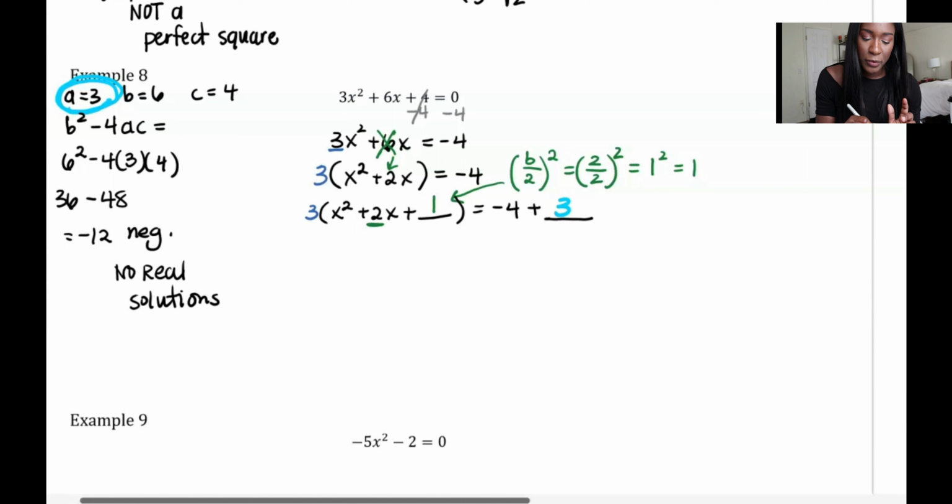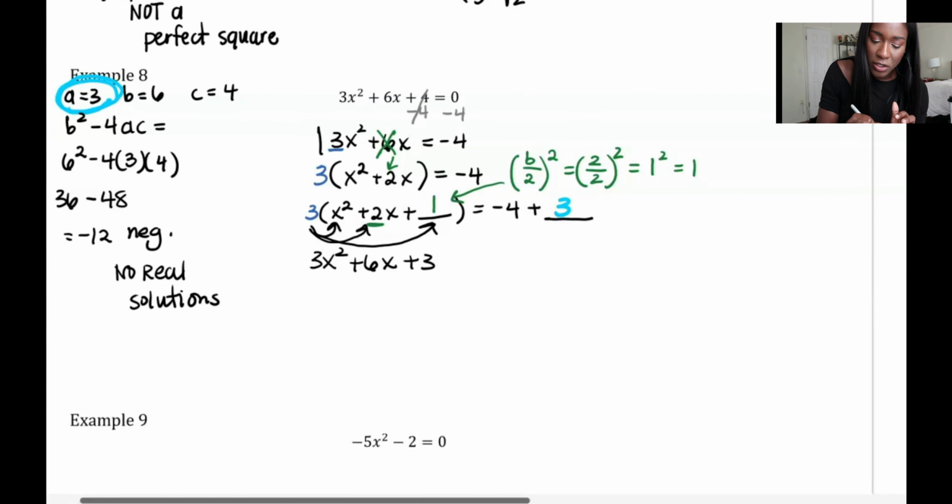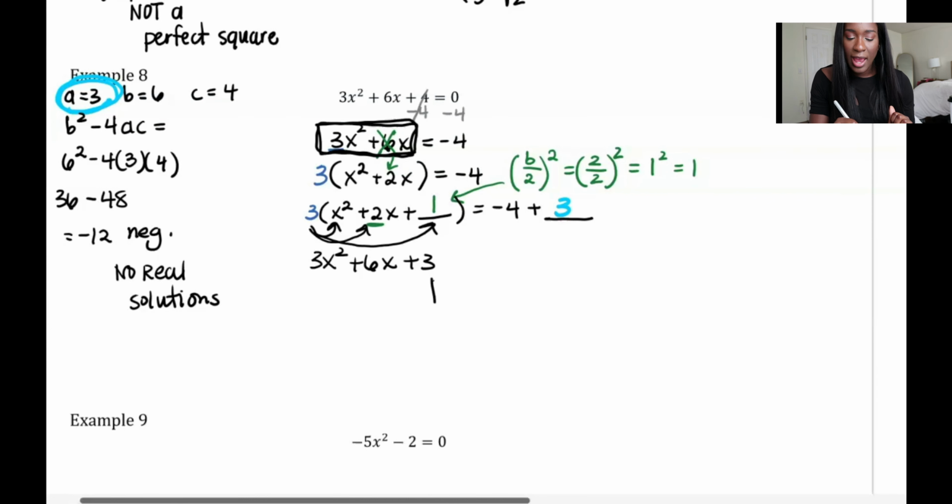So what I tell them to do is start distributing this back out. 3x squared. Distribute that back out. 6x. Distribute that back out. 3. But all we started with was 3x squared plus 6x. We didn't have that 3. The 3 is what's new, so the 3 needs to also go on the other side.